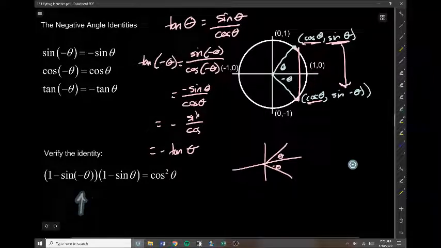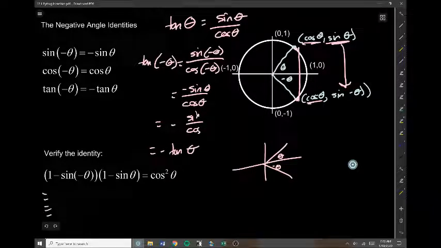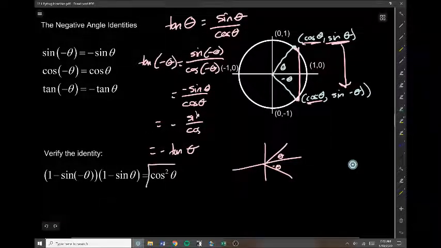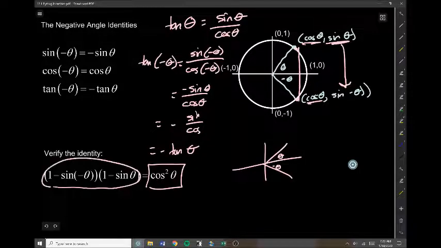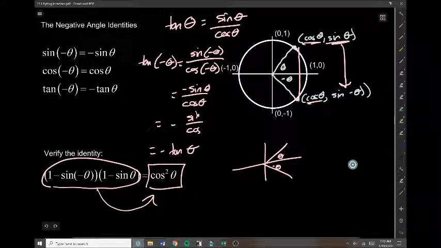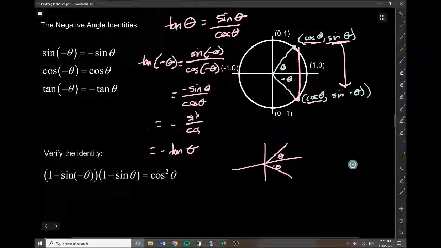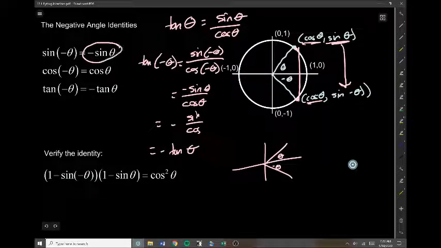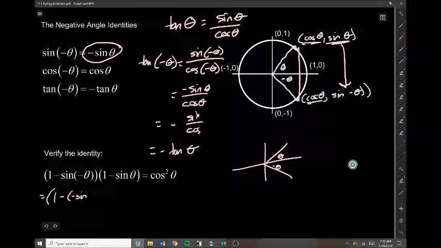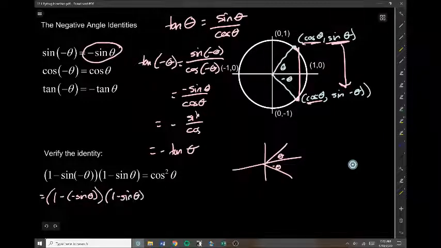Now verifying is different than simplifying. With simplifying, we're trying to find what the actual result is. With verifying, we are told the result. I am told this is going to come out to cosine squared. I have to make it happen. Well, I first see right away, oh, here's a sine of a negative theta. That's a negative angle identity. I know that'll become negative sine theta. So I can write this as 1 minus negative sine theta times 1 minus sine theta. I'm just going to manipulate the left side and not touch the right side.